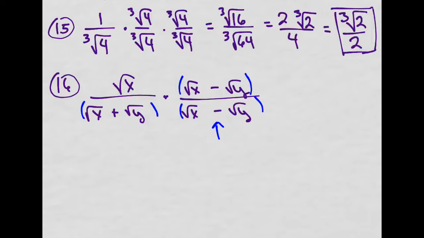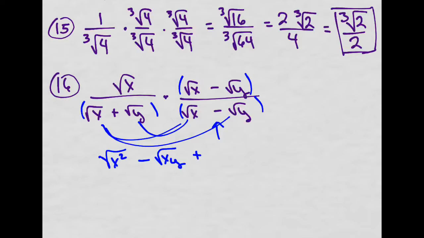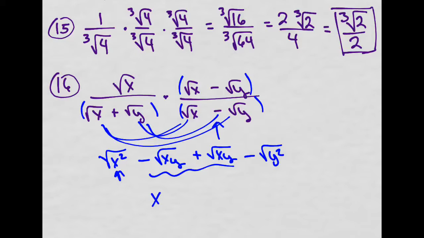So here we go. First times first would be the square root of x squared. We're going to simplify that in just a minute. Outer is minus the square root of xy, plus the square root of xy, minus the square root of y squared. These go away. Plus or minus xy, those go away. Square root of x squared is x. Square root of y squared is y. Minus sign in the middle. So our new denominator is x minus y.